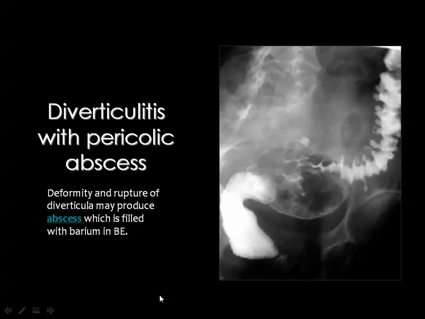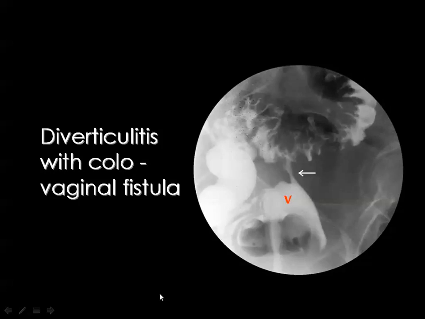as you can see in this case. Also, diverticulitis may result in fistulous communication, commonly with the urinary bladder, and less commonly with other pelvic organs and even with the skin. And here is an example of diverticulitis with a fistula tract connecting the colon to the vagina.